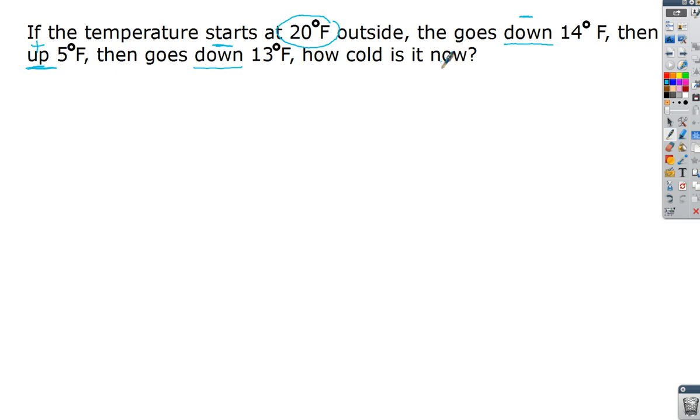I want you to try and write this problem out and hit play once you've written the problem. I don't need you to solve yet. Go ahead and pause.